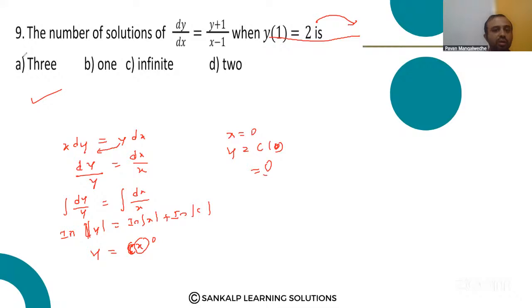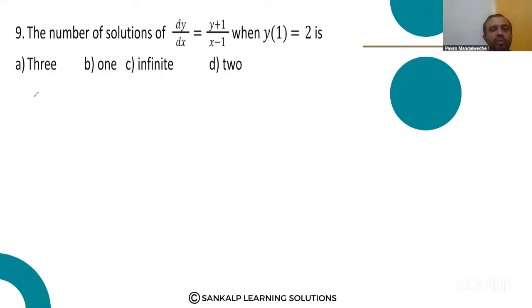Move on to the next question, question number 9. The number of solutions of dy by dx is equals to y plus 1 upon x minus 1, when y of 1 is 2. What is the answer for that? Option A is 3, option B is 1, option C is infinite, and option D is 2.